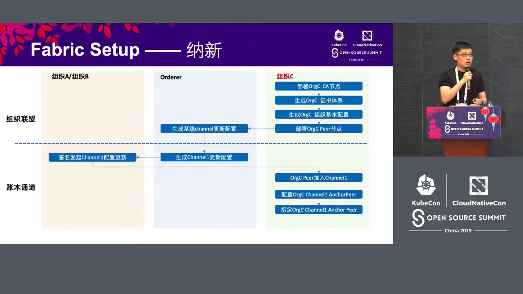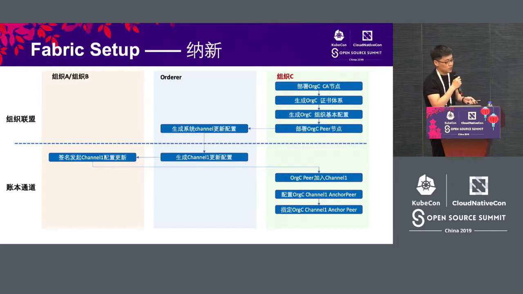Now let's look at another scenario, because consortium will not always remain unchanged. There will be some new organizations joining this consortium. So a new organization also needs to build their CA node and then generate a credential system, and then they will generate the basic configuration of the organization, and then they will need to update the system channel, and organization A and organization B are both in the channel, and then you can generate the larger channel.